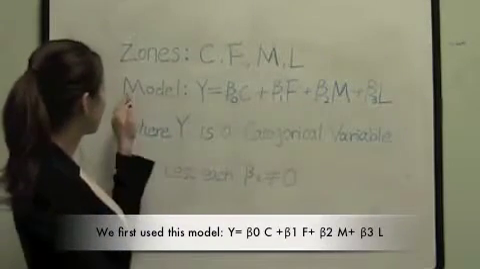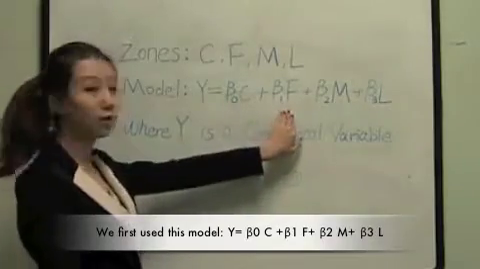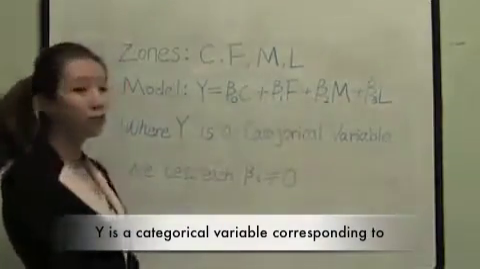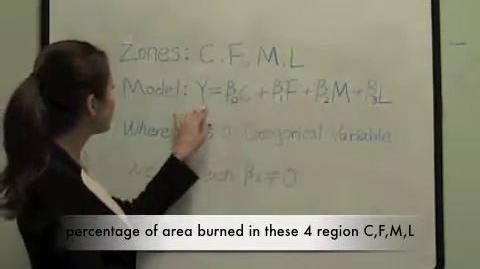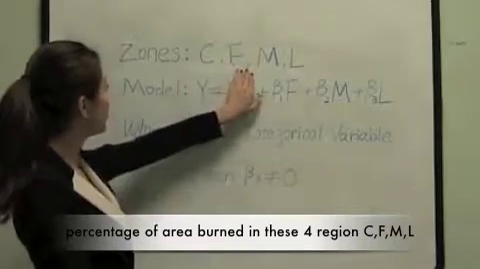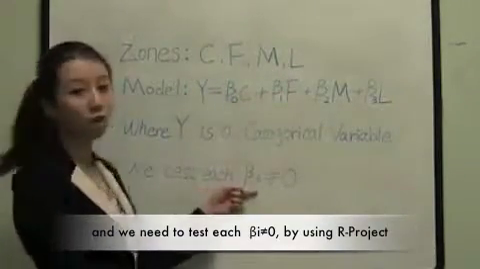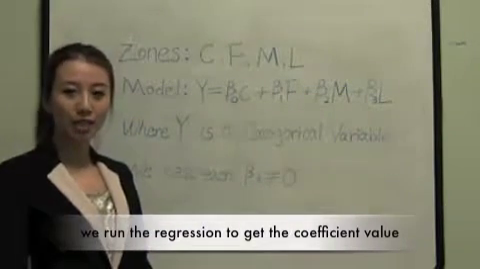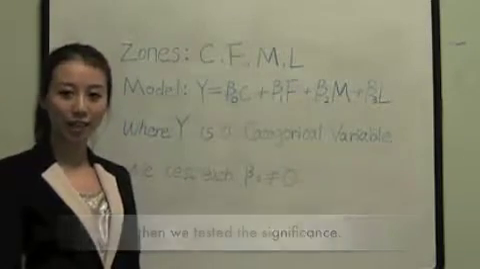We first use the model y equals beta 0 C plus beta 1 F plus beta 2 M plus beta 3 L, where y is a categorical variable corresponding to the percentage of area burned in these 4 regions C, F, M, L. And we need to test whether each beta is not equal to 0 by using our project. We run regressions, we get the coefficient values, and then we test the significance.